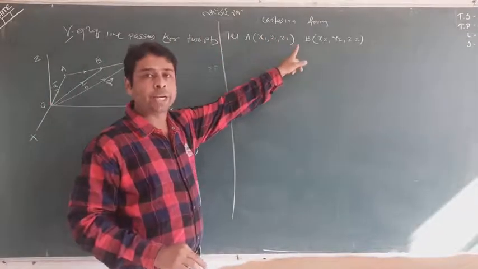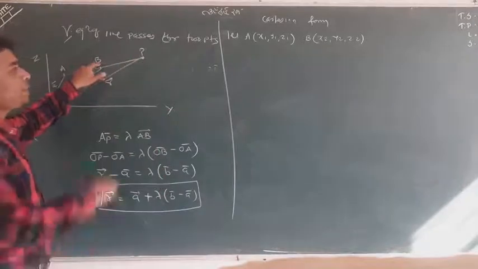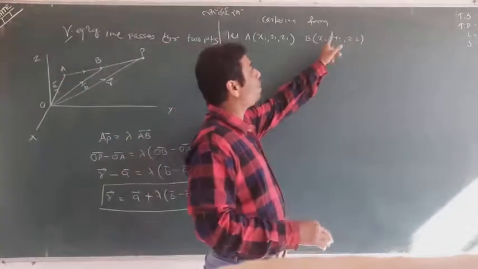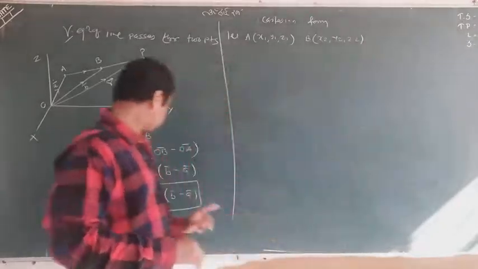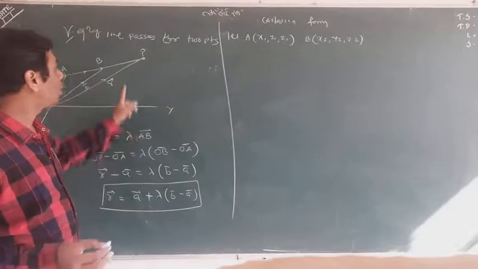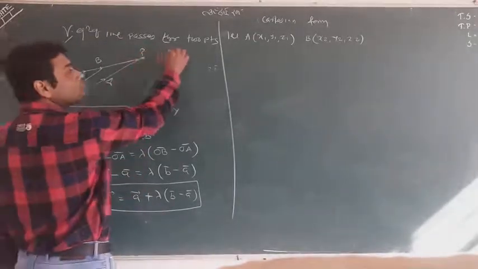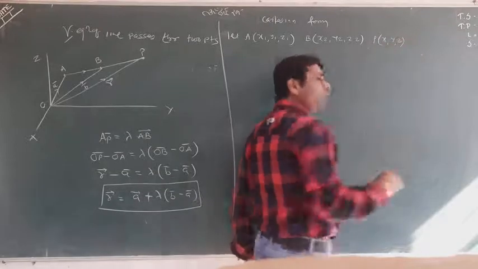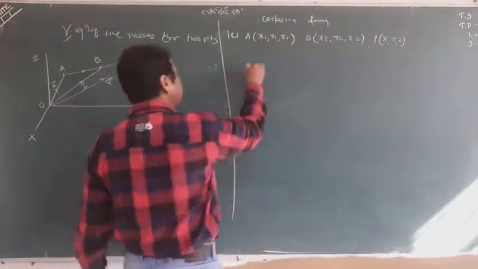We will put it directly. What is the coordinate of B? x2, y2, z2. What is the small b? Vector B is x2i, y2j, z2k. What is R? Generally xi, yj, zk. The point P is normally taken as x, y, z. P is always taken as x, y, z. P is a variable point. So put the values in the equation.